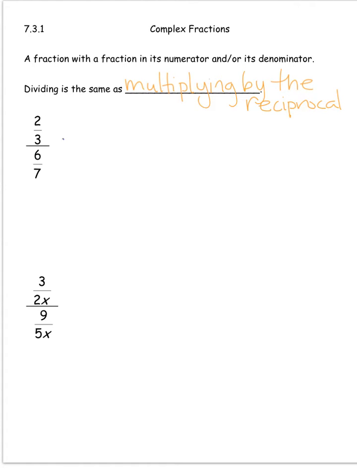So if this is our dividing and multiplying is dividing by the reciprocal, this turns into 2/3 times 7/6. When we multiply, we'll multiply straight across. Since this is a numeric version, there's no factoring needed. We can just multiply 2 times 7 and get 14, and 3 times 6 and get 18. And then we can see that those numbers do simplify. If we divide them by 2, we'd have 7/9. So we have the answer 7/9.